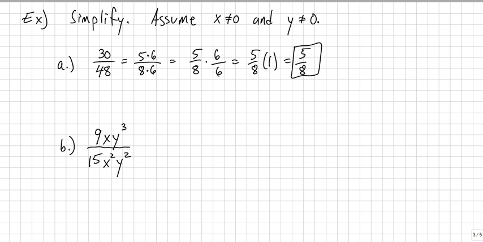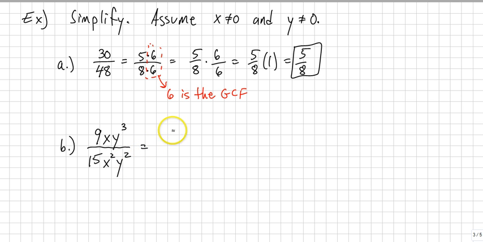Okay, so make sure this is the greatest common factor. So let's use the same idea for some algebraic monomials. So I've got 9x times y cubed, all divided by 15 x squared y squared. So let's split this up using the greatest common factor. So the greatest common factor of 9 and 15 is 3. And then the greatest common factor of x and x squared is x. And the greatest common factor of y cubed and y squared would be y squared.